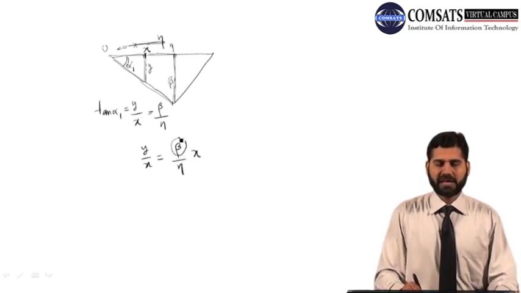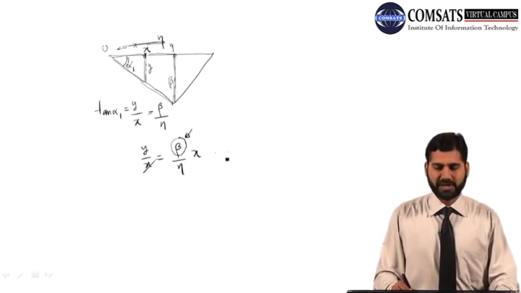Now the value of beta is known to you. You replace it here, you get y of x. All right, this x is gone. So that's how you got y of x between 0 and eta.